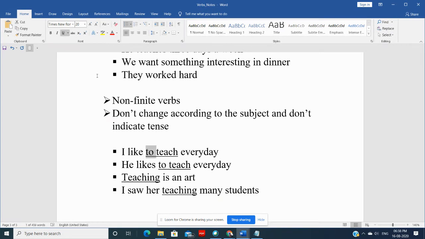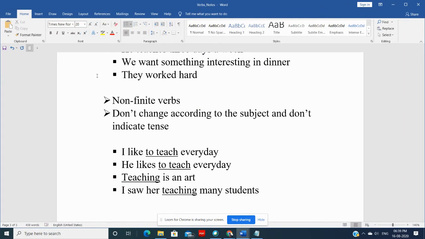So, these verbs, to teach, teaching, and I saw her teaching, don't change according to the subject and they don't tell us about the tense. For example, here this is in present tense. This is also in present tense. From the word likes we can tell that this is present tense. And I saw is in past tense, but still here we have written teaching. These types of words don't change according to the subject and they don't indicate tense. They are called non-finite verbs.